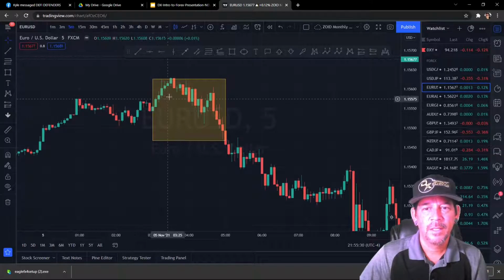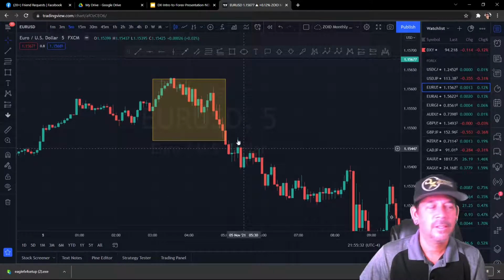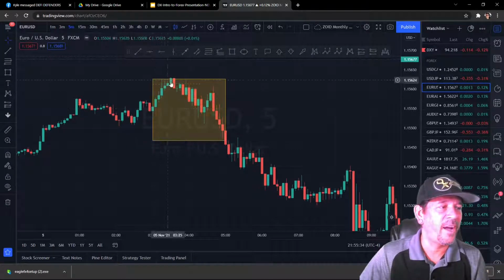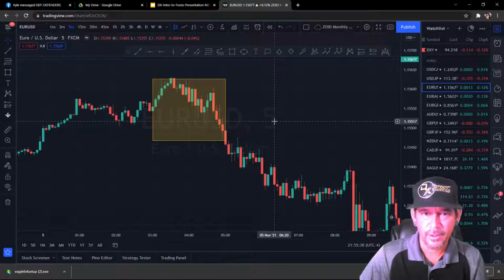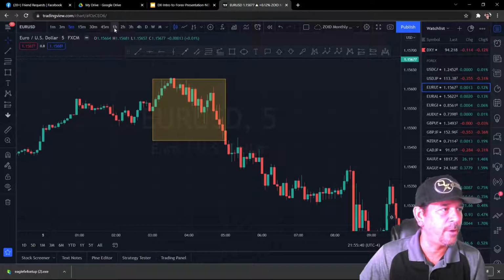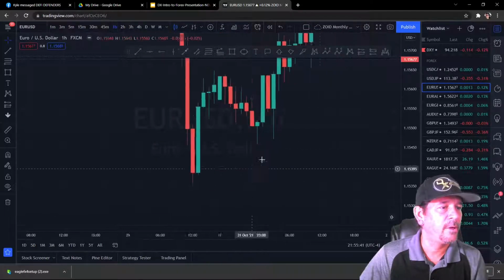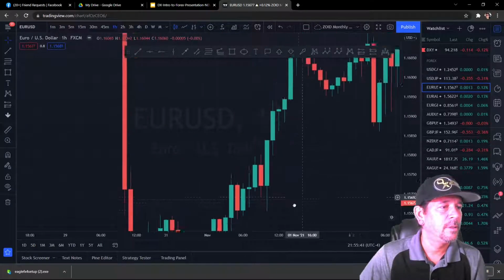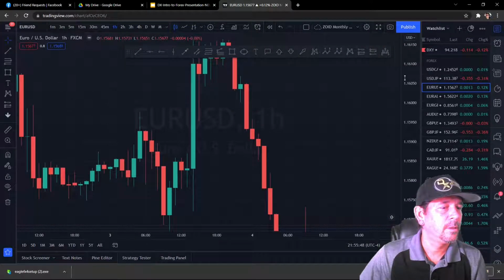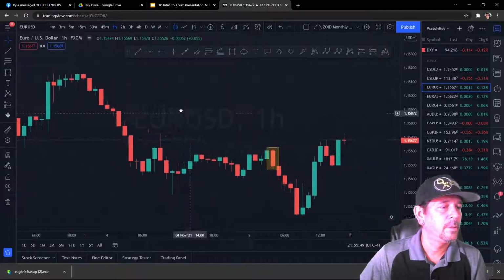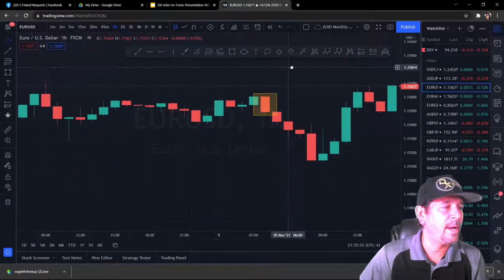So in an hour, these are how many 5-minute candles took place inside that 1 hour candle. Now when we go back to the 1 hour, there is that 1 hour candle.